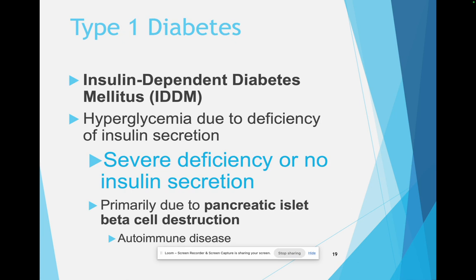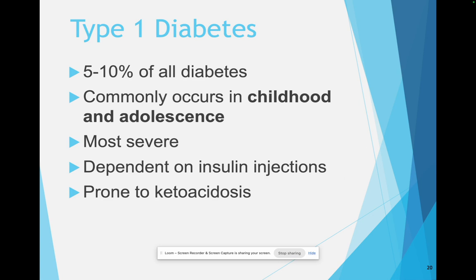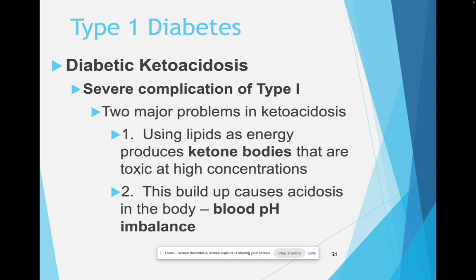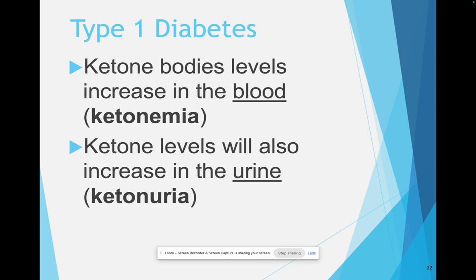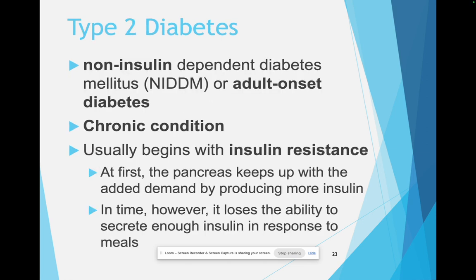Type 1 is insulin dependent and is an autoimmune disease of the pancreatic islets. Basically, there is a destruction of the pancreatic beta cells. It occurs in childhood, and the severe complication of type 1 is ketoacidosis. The ketone bodies are toxic at high concentration, and ketones in blood are called ketonemia. Ketones in urine are called ketonuria.